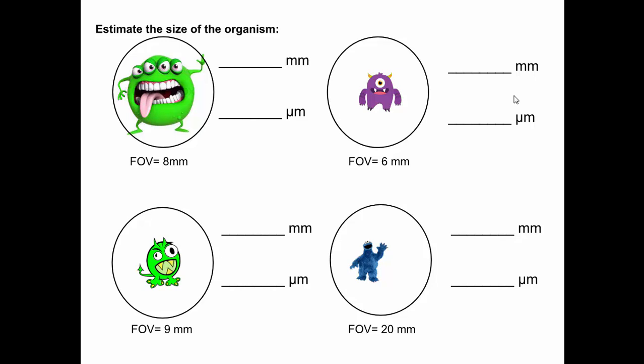All right, how about this? How wide? About 8. Not quite, maybe, but close enough. How many micrometers? 8,000. Probably 3 would fit across, making each one 2 millimeters. Or 2,000 micrometers. How about this? How many fit across? Three. How big is each one? Three millimeters. So 3,000 micrometers. Cookie Monster's not that small. Is he that small? All right.